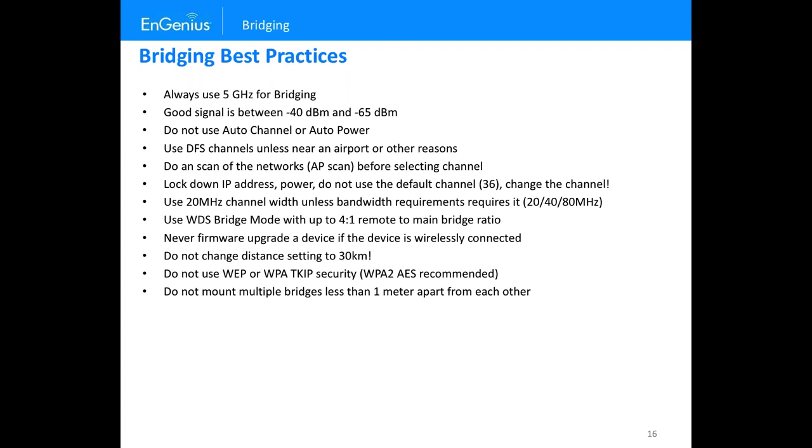I see people do this all the time. Let's say they've got a half-mile link. They'll turn it up to 30, thinking it's like increasing its performance somehow. No, match it to the distance. Don't change it unless it's going to match what the distance is.